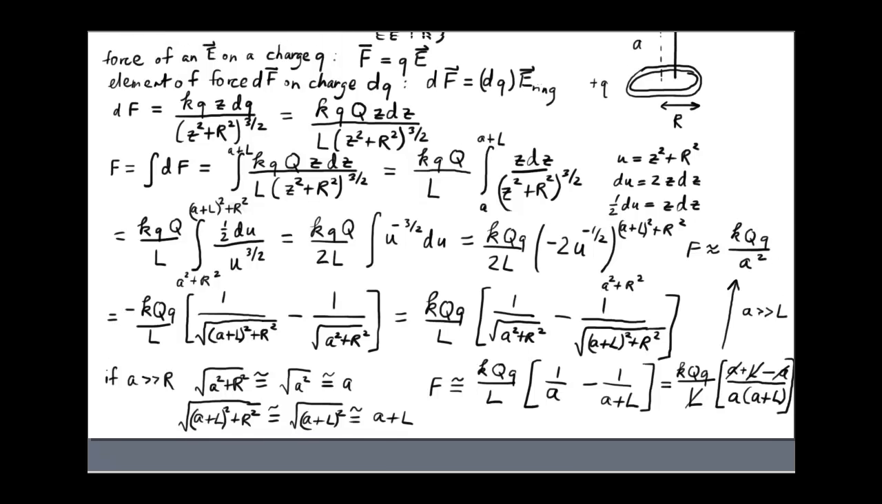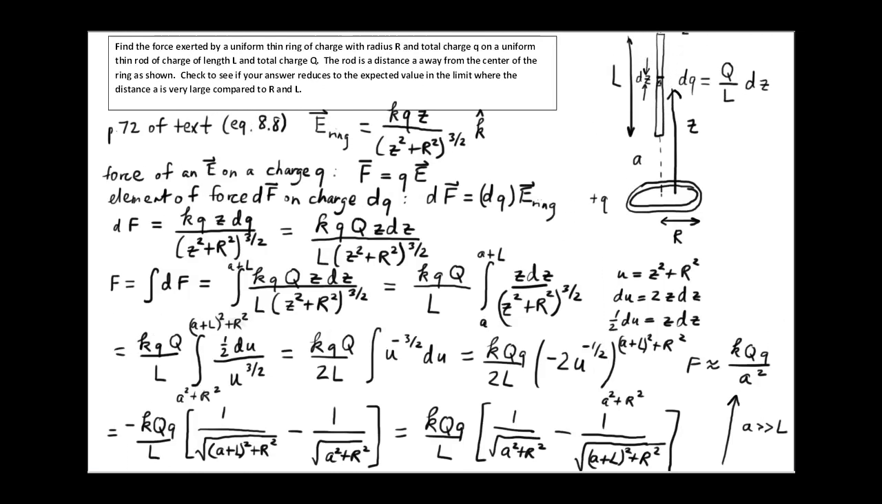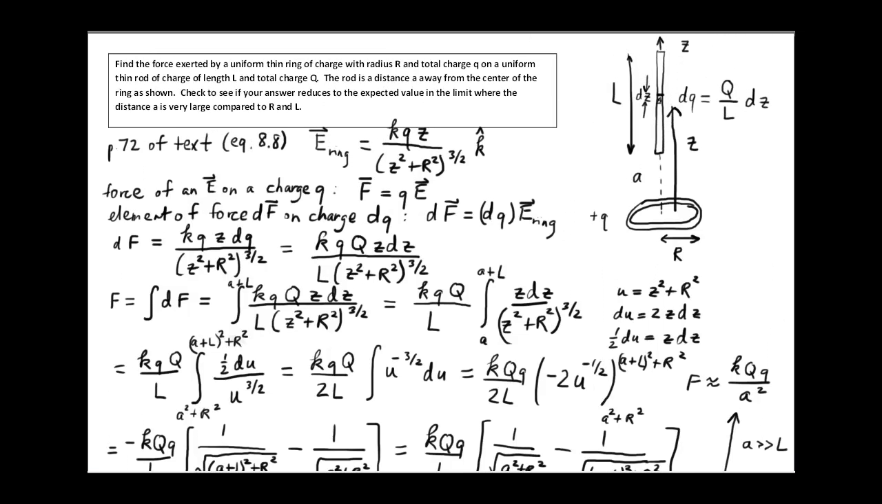Let's go back to the picture. Right? Capital Q is the charge on the rod. Little q is the charge on the ring. If they're really far away from each other, then the force between them should just be the Coulomb constant times the product of the charges divided by the distance squared. And that's exactly what we get.